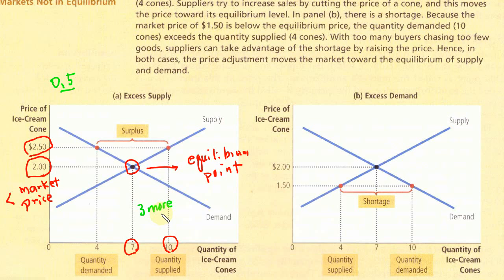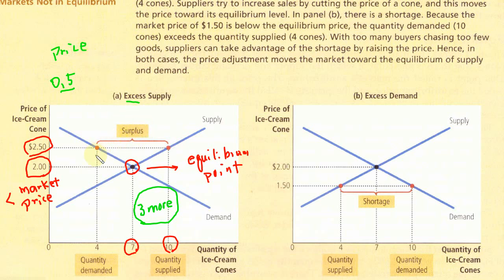and the quantity 3 more is called a surplus, excess, because the appropriate point is $2 and 7 quantity. Then we have increased 3 more in supply quantity and 0.5 more in price. Then we call this a surplus.